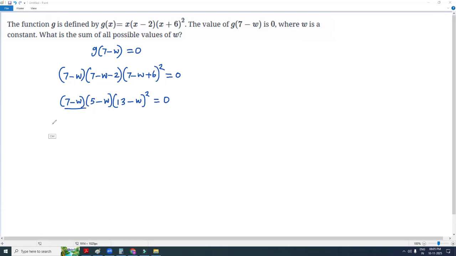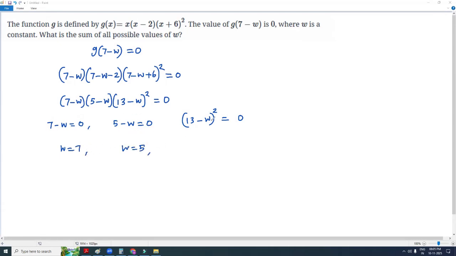Okay, if the first one is 0, we get the equation 7 minus w equals 0. If the second one is equal to 0, we get the equation 5 minus w equals 0. If the third one is 0, then we get (13 − w) the whole square equals 0. Okay, if I solve for w in this equation, I am getting w equals 7, and in this equation, I am getting w equals 5.